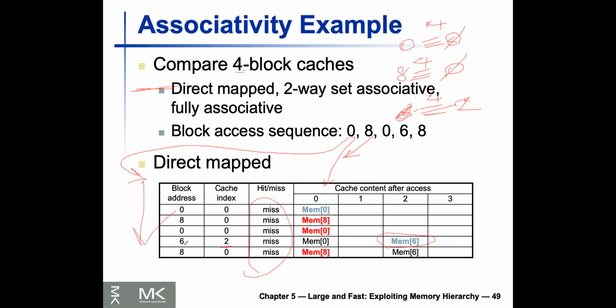Yeah, so because 6 mod 4 is 2, right? So the index we are accessing was here actually, and nothing was there already, right? We were accessing the index of 2. So again, we missed, and we go back to memory, and then the memory of 6.